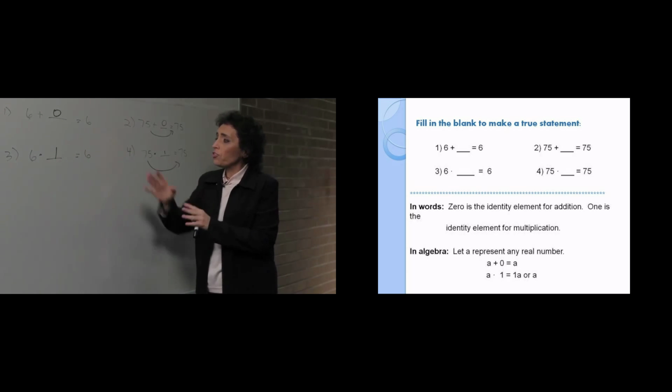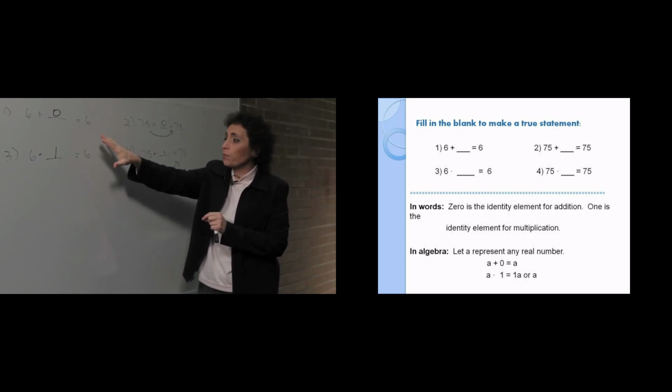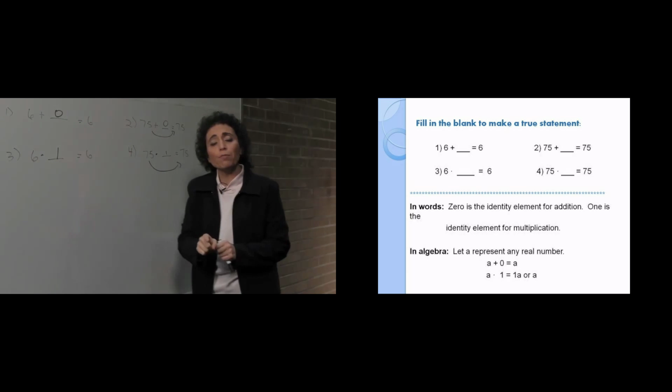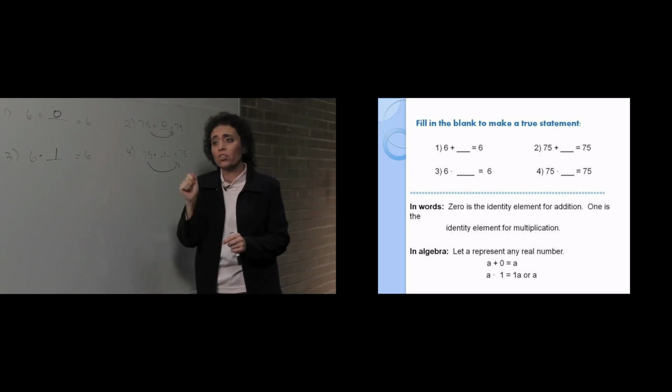Okay, so again, 0 is the identity element for addition, because I added to a number to give me back that same number. In symbols, if you look in your workbook or on your slide, this is what it says.